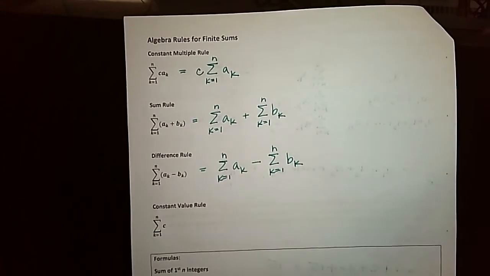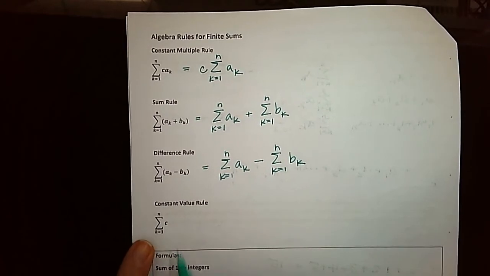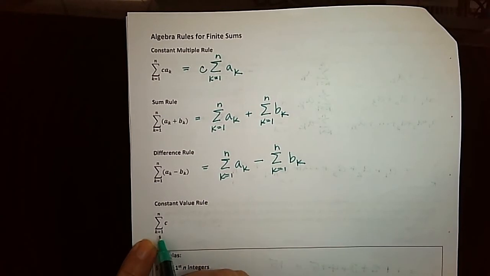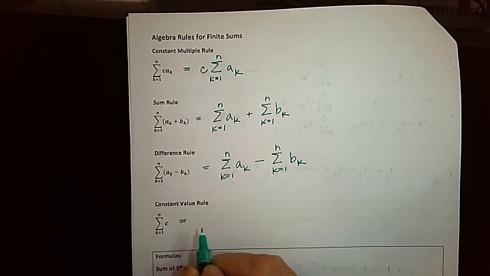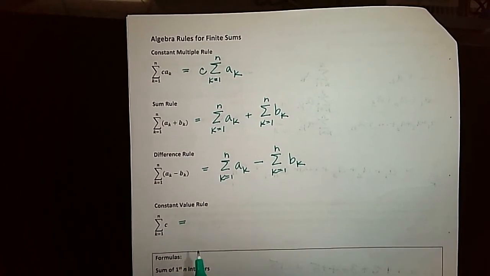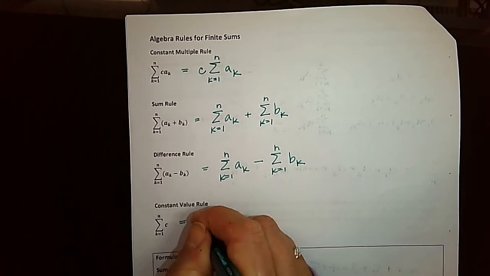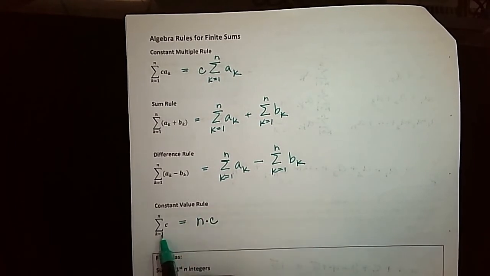All right. The constant value rule: if we have a summation of a constant, it's just going to be whatever that constant is, however many times they're telling us to go. So if my summation is going from 1 to n in this case, this is just going to be equal to c times n, or n times c. In other words, if this went from 1 to 5, whatever this number was, I would just multiply it by 5 and I would get my summation total for that.